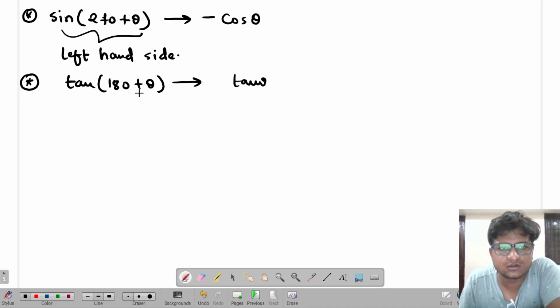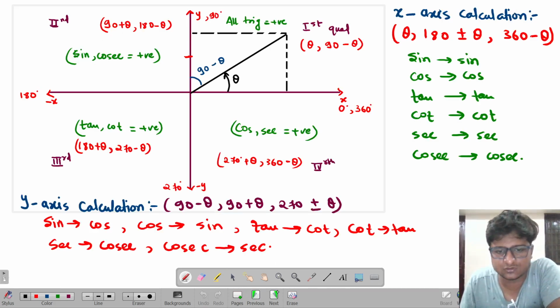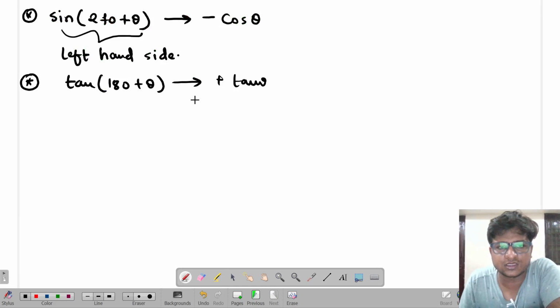Then, it is in which quadrant? And in the third quadrant, tan remains positive. So what is there? Nothing. Isn't this easy?